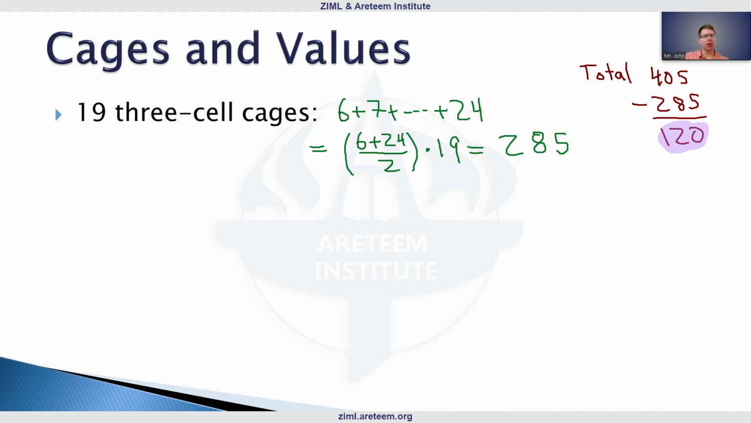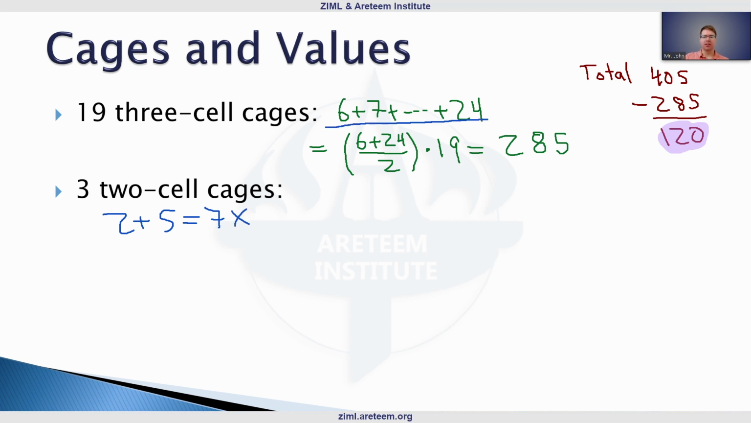Now, what about our 2-cell cages, right? There are 3 of these 2-cell cages there. Now, remember that every cage has a different sum. So, for example, if we start looking at a few of these, what if we said, well, could we have 2 and 5 in that cage? Well, they sum to 7. Wait, that doesn't work, right? We already used 6 up to 24.